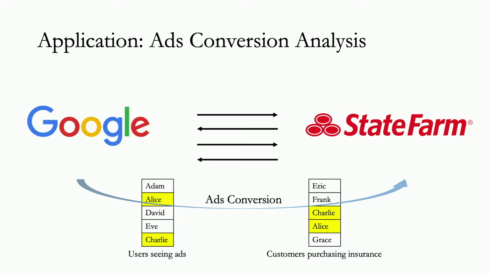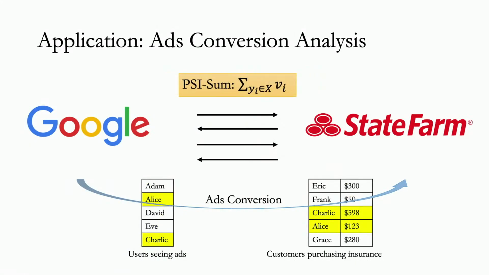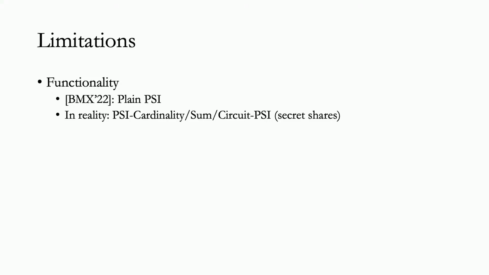For example, in this application, the parties are actually prohibited from learning the actual intersection. Instead, they're only allowed to learn aggregate statistics about the intersection. For example, cardinality, the size of the intersection, is one example. The other example is that maybe one party has associated values for all these elements, and they're allowed to learn the aggregate sum of all these associated values in the intersection. And more generally, there's this notion called circuit PSI, where they learn secret shares of the elements in the intersection, so that after that they can run generic MPC on top of it.